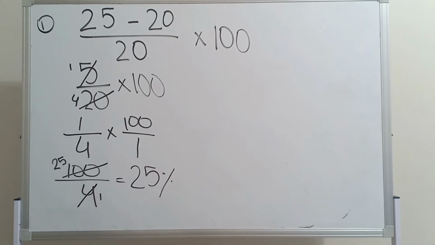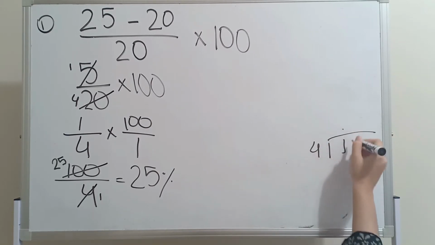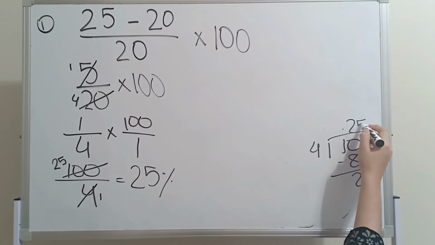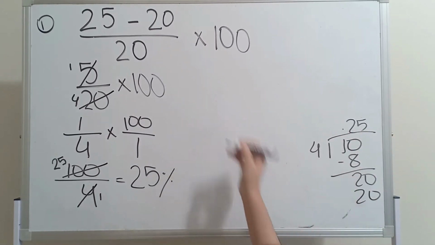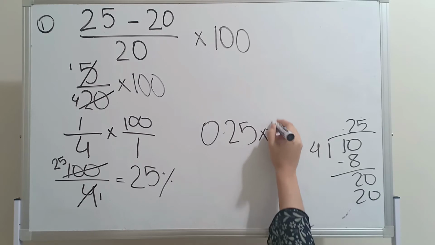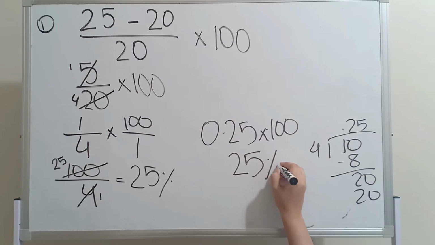Now we could have done it another way. We follow the same thing, but here we can just turn this into 1 divided by 4. We put a decimal. 4 times 2 is 8, and we subtract, we get 20, and 4 times 5 is 20. So here it would be 0.25 times 100, and that will also equal 25%. So the percent increase for the first question is 25%.